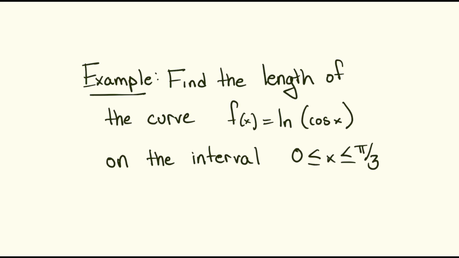We're looking to find the length of the curve f of x is equal to natural log cosine of x on the interval between 0 and pi over 3. So as we start, the first thing we need to know is what is the equation we're going to be working with. That is going to be our length equation. And this time we are going to be working with the integral of the square root of 1 plus f prime of x quantity squared dx.